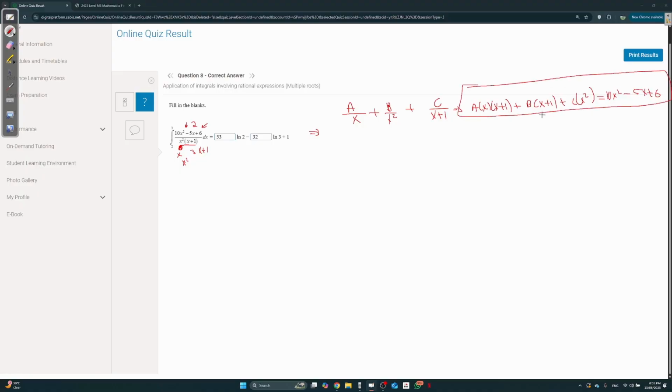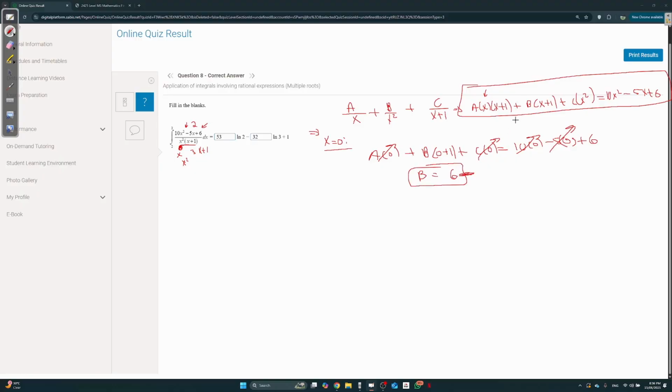What's the first thing we do when finding our letters? Test your zeros, right? What are our zeros? Let's start with the most obvious one, x equals 0. When x is equal to 0, we're going to have a times 0, plus b times 0 plus 1, plus c times 0 equals 10 times 0 minus 5 times 0 plus 6. Now cancel. So b is equal to 6. Nice and easy.